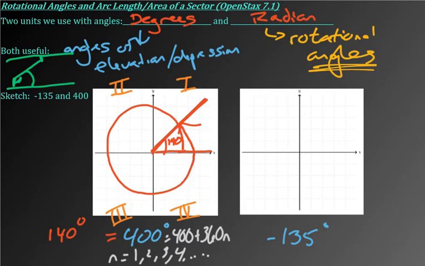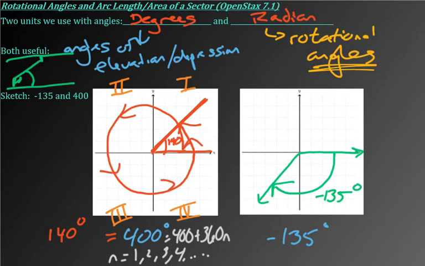If I want to do a negative angle, you still always start here, but now you rotate in the clockwise way. So 135 is going to take me to about right there. That is what negative 135 degrees looks like. That is where the angle would end. Negative is clockwise, positive is counterclockwise, going this way. So that's rotational angles.